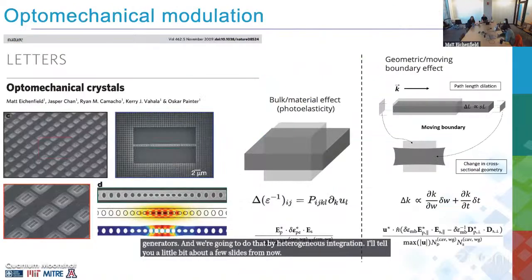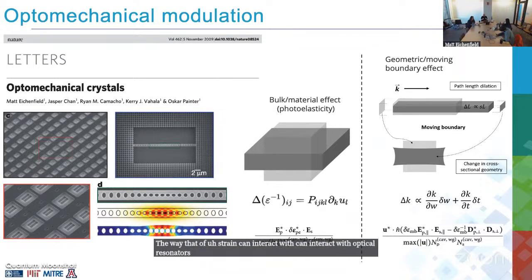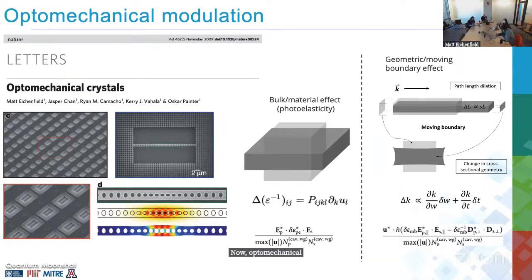Okay, so how about this modulation mechanism? Here's a paper from my PhD. The paper describes the way that strain can interact with optical resonators, little areas on a chip where you can store photons, through a mechanism called optomechanical modulation. Now, optomechanical modulation has two parts to it. The first part is that if I take a material, say like silicon nitride or silicon dioxide, or really any material, but I want to focus on those.